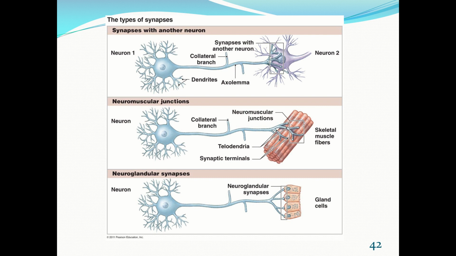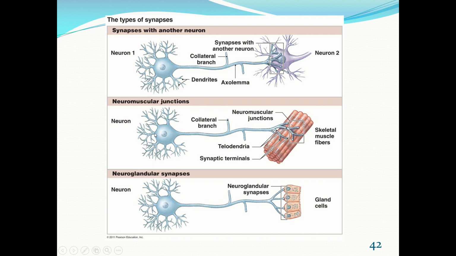Here are the three types of synapses in illustrations. You see the neuron synapsing with another neuron. So neuron 1 would be the presynaptic neuron in this case, and neuron number 2 is the postsynaptic neuron. And so you can imagine that this presynaptic neuron is going to be sending either EPSPs or IPSPs to the postsynaptic membrane.